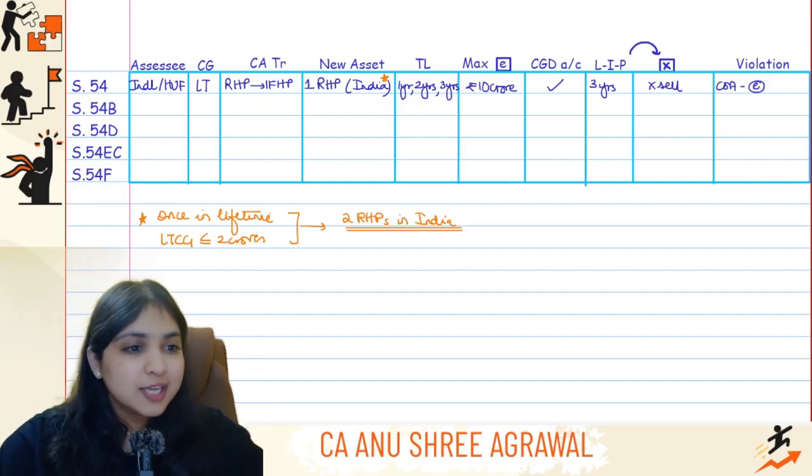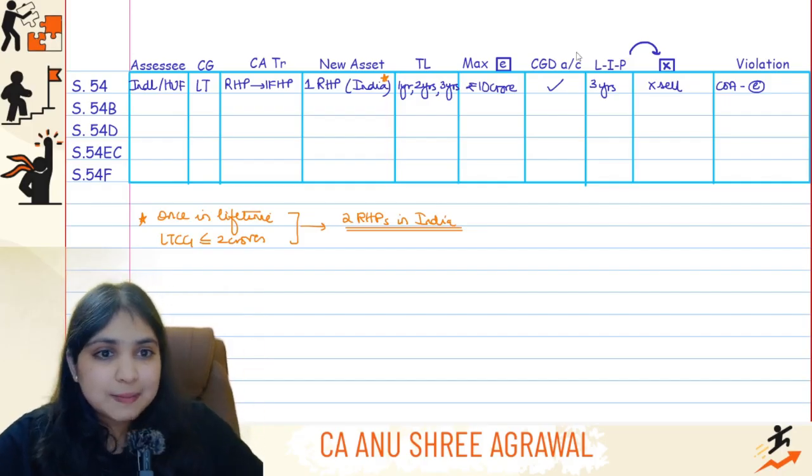Okay, so this was it about section 54, guys. Understood? So assessee, come on, tell me one last time. Who is the assessee? Individual or HUF? What kind of capital gains? Long term. What are we transferring?